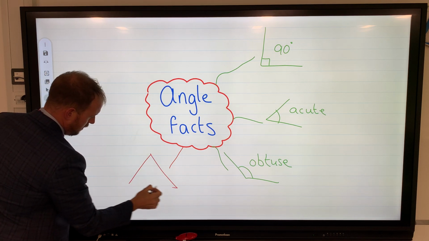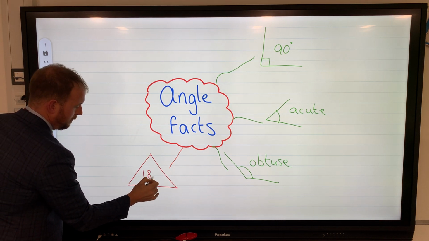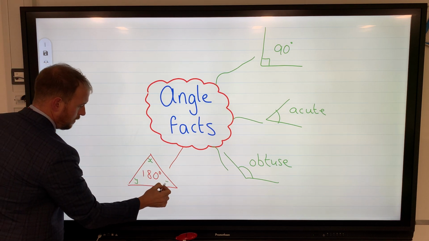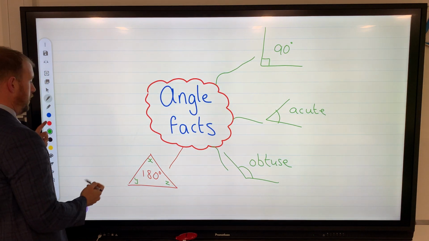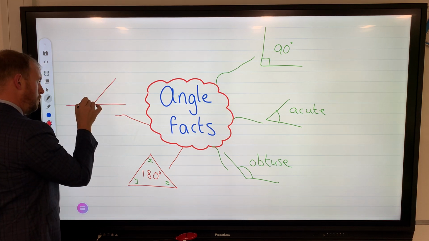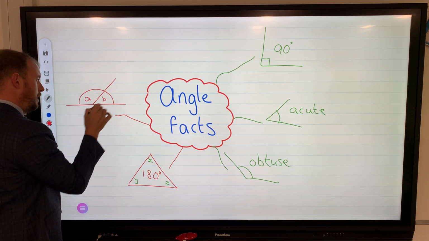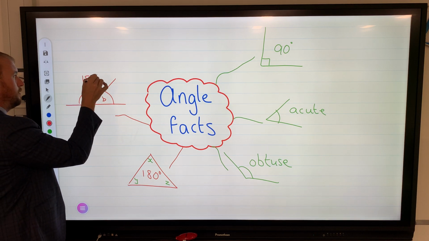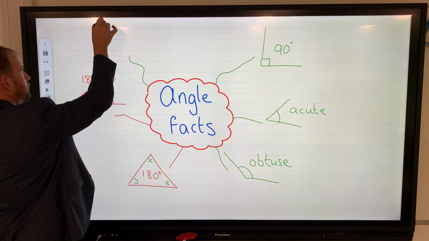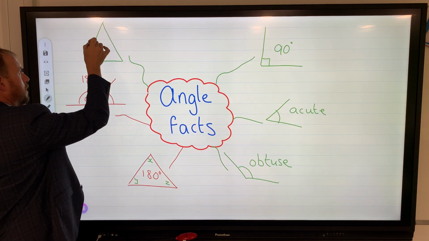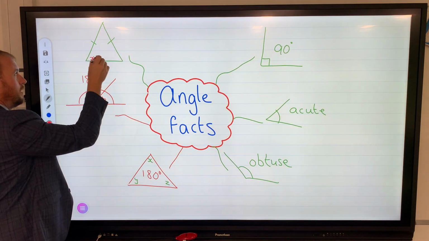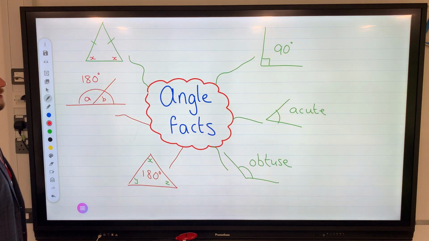in a triangle, we know the sum of the interior angles, so each of these angles all add up to 180 degrees. We know that on a straight line, both of these add up to 180. Okay, we know things like isosceles triangles, when these two are the same. So if these sides are the same, these two angles are the same.